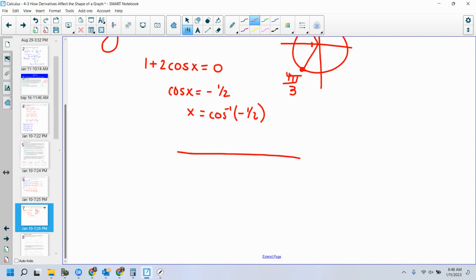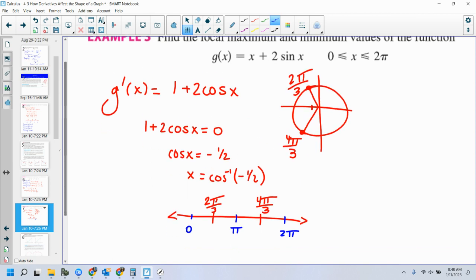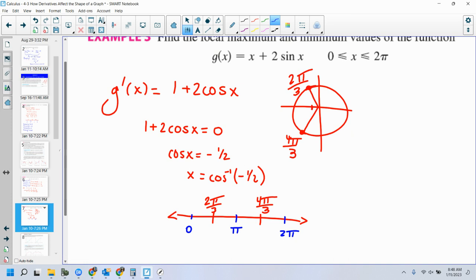Okay. So I make a number line here and I say I want something at 2 pi over 3 and I want something at 4 pi over 3. So let's pick some easy testing values to plug in here. Let's pick 0, let's pick pi, and let's pick 2 pi. And again, I'm just going to run these values through my derivative, right? You're finding out when the slope is positive or negative. So if I've got 1 plus 2 cosine 0, do I care about the fact that it comes out as 3? No, I care about the fact that it's positive 3.